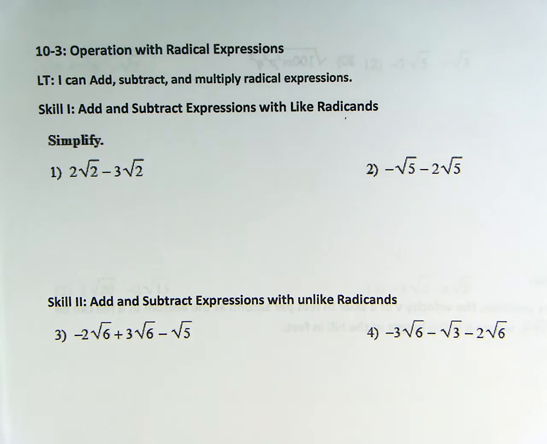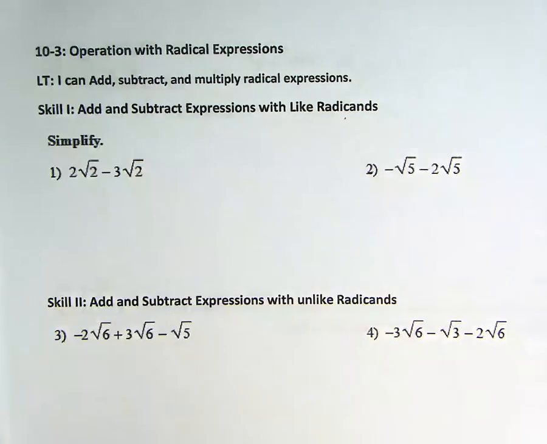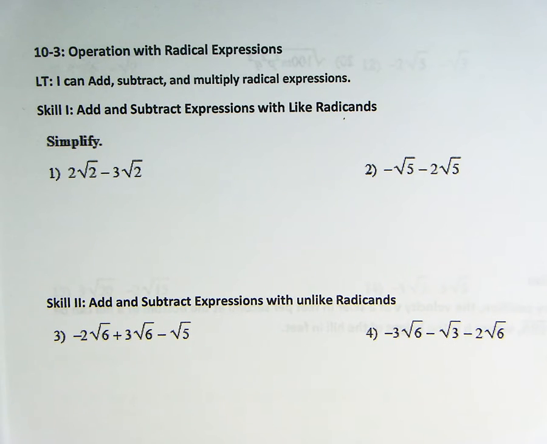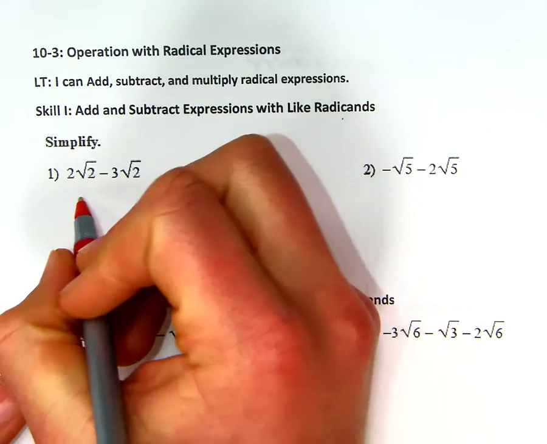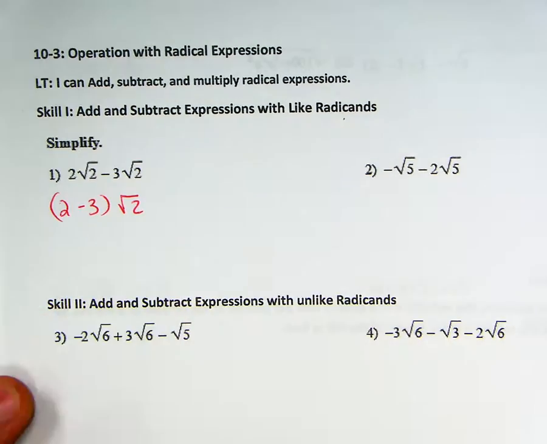For number one, the idea is that right here, the square root of 2, you can think of that as almost a variable. We're not going to change anything underneath the square root. We can just combine the coefficients that are in front, and then the square root of 2 just comes along for the ride. The way they show this in the book looks like this.